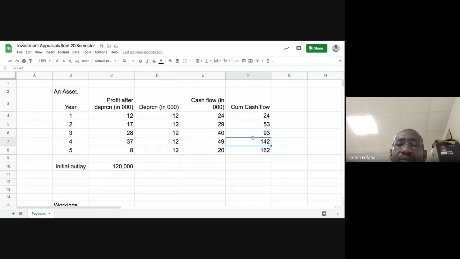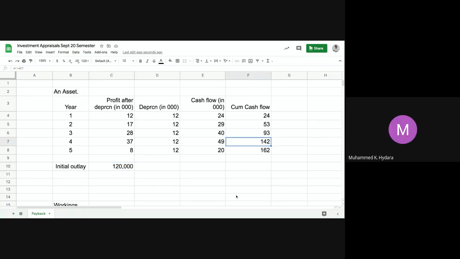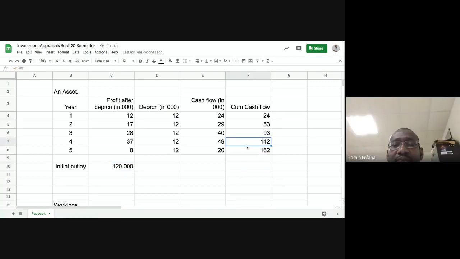Well, we have got 93, we've got 142. 142 is certainly more than 120. So what does that say? 93 is less than 120, but 142 is more than 120, isn't it? Yeah. Okay, so what can we say just by looking at the cash? You know, in exams, if you're running out of time, you can easily look at this and say your payback period lies between this and that. By getting there, you can get almost 90% of the marks just by doing that.